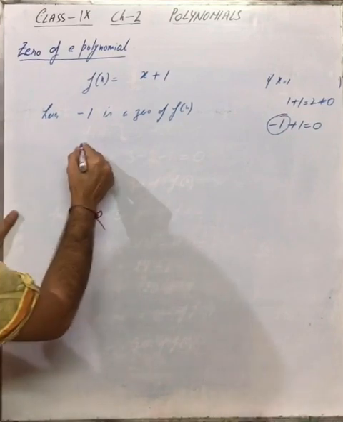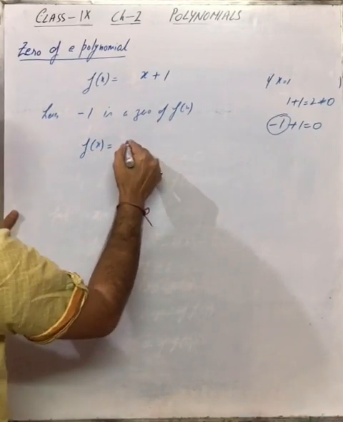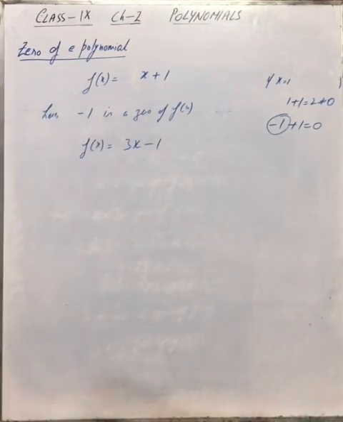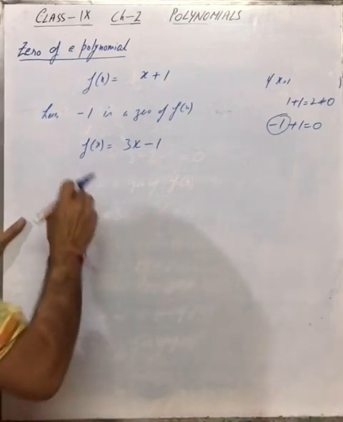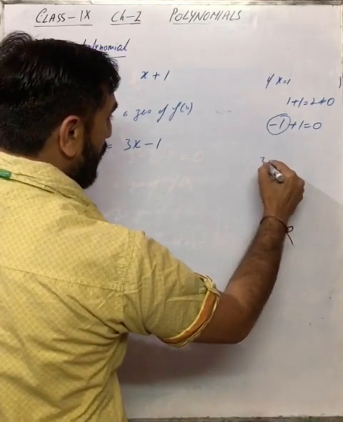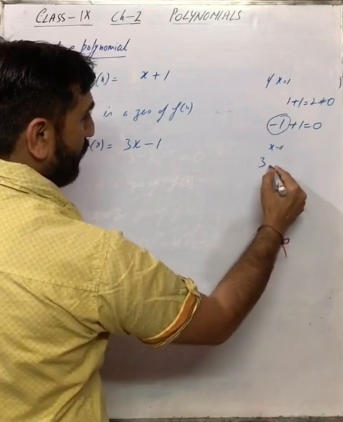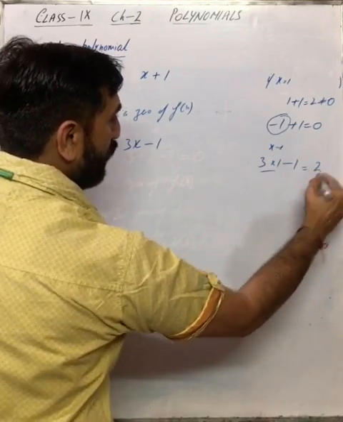Let me take one more polynomial. Say fx is equal to the polynomial which I wrote earlier, 3x minus 1. Now think for a while what value of x vanishes this polynomial. हाँ जी, x की वैल्यू पुट करनी है. Let me put it in rough.